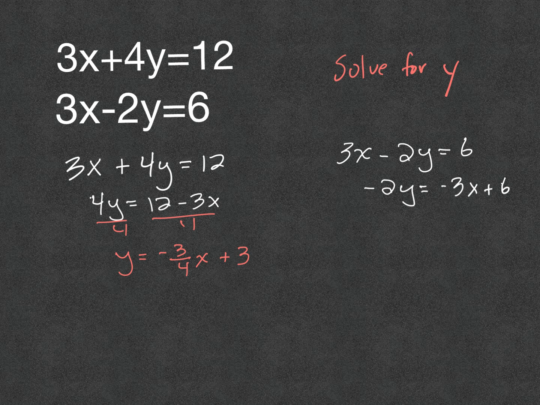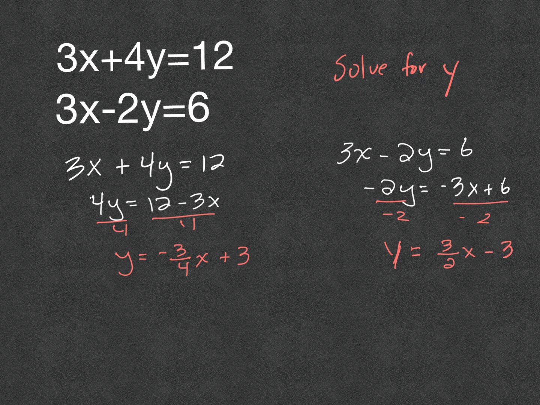And over here, I'm going to divide everything by negative 2 for the second one. And I'm going to get y is equal to 3 over 2x minus 3.